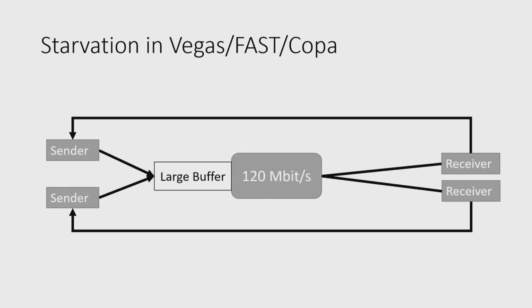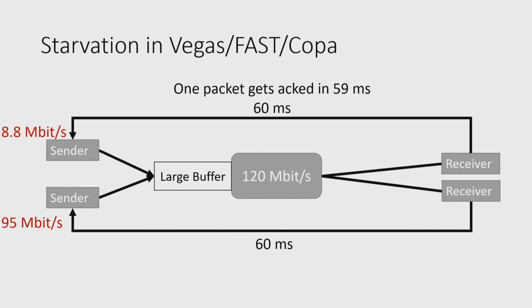Let's also look at the Vegas, FAST, COPA family. Here, we again emulate a 120 megabit per second link and run COPA. And the propagation delay in this case for both flows is 60 milliseconds, except for one of the flows, we send just one packet at 59 milliseconds, just 1 millisecond lower. And this causes that flow to misestimate the minimum RTT, and therefore to overestimate the queuing delay, and get just, again, 8.8 megabits per second.